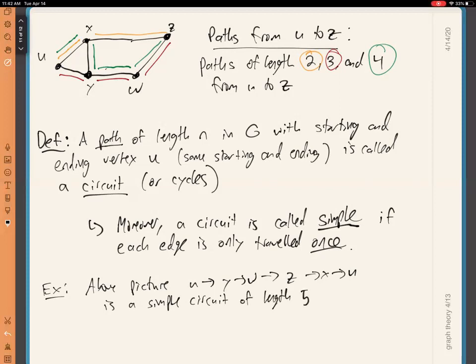So what's an example of something that's not a simple circuit? Well, let's say I do U to Y to W to Z to X, but then I don't go back to U, I go from X to Y to U. So this is a circuit, but not simple. Even though it is a path, and it is a circuit since it has the same starting and ending point, you travel the edge connecting U and Y twice, so it's not a simple circuit.